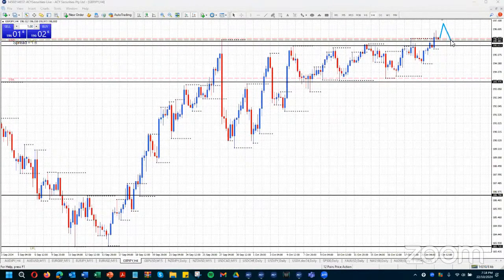195.88 is a monthly old area to the left, which you've been holding at.